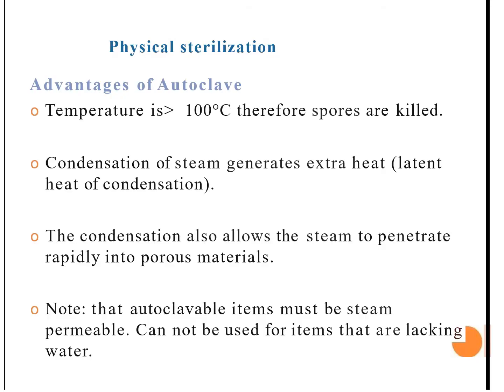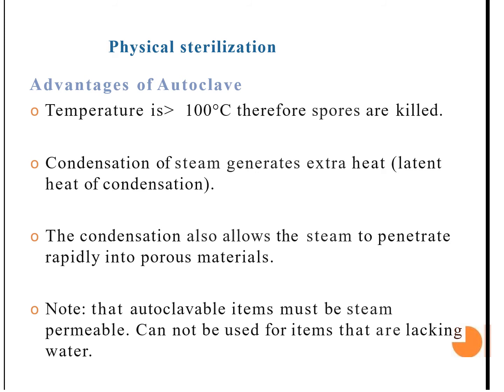Advantages of using an autoclave: generally the temperature is greater than 100 degrees Celsius. Therefore, all types of resistant spores get killed. Then condensation of steam generates latent heat, extra heat, which is also called latent heat of condensation, which causes the sterilization.